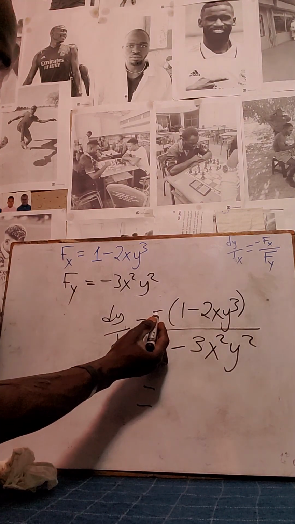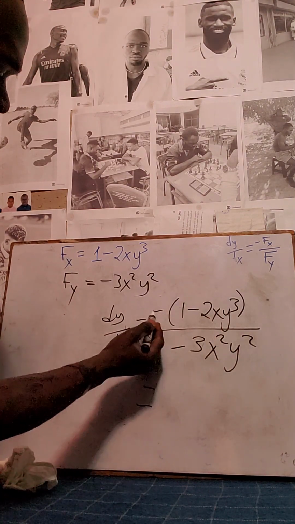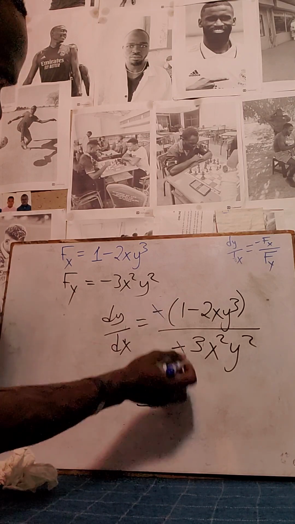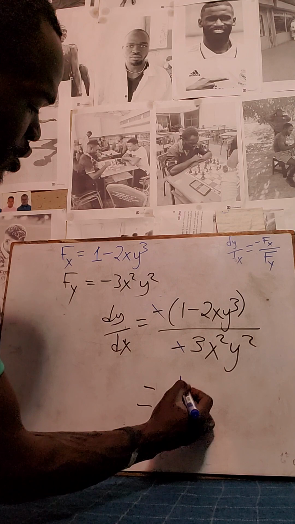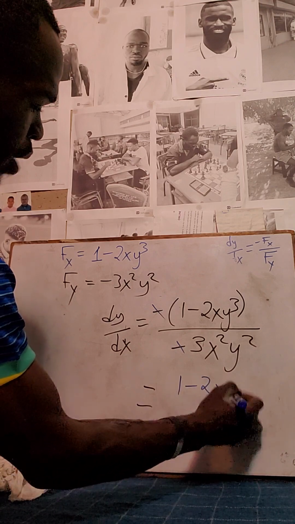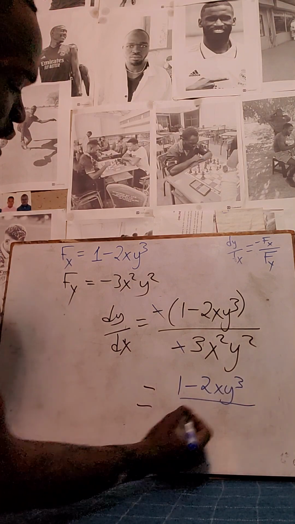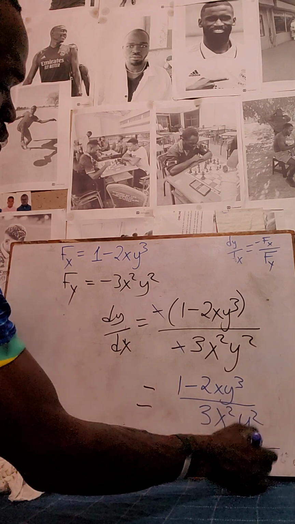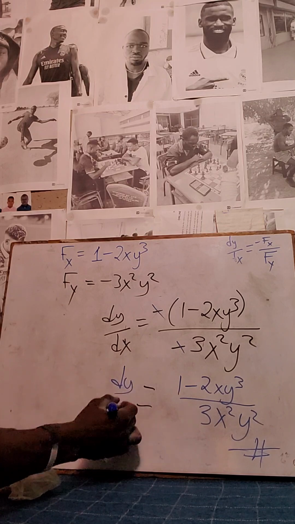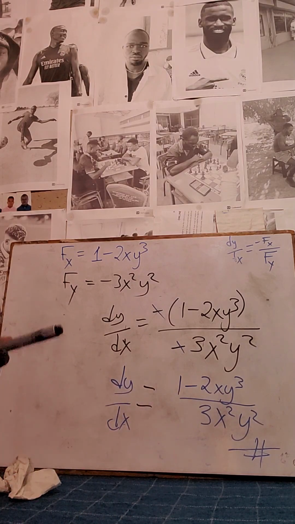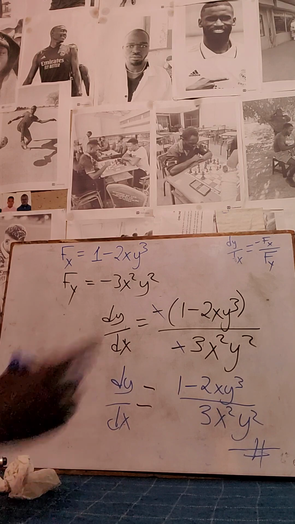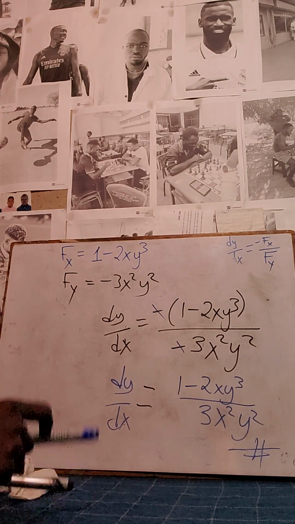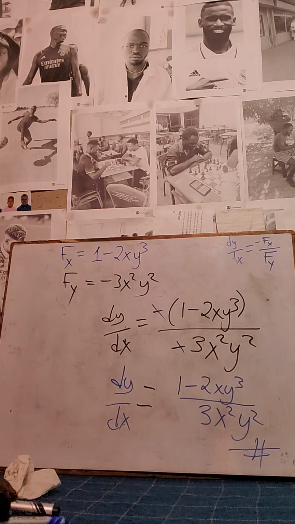From there, we wish to multiply, but there is a negative down here. So these two guys, they can humbly cancel out. And then we are going to remain with the top, which is 1 minus 2xy power 3 divided by 3x squared y squared. So by so doing, we have found dy dx. If there is anything that can cancel out, you have to simplify. But in our case, I'm sure this is where the question ends.